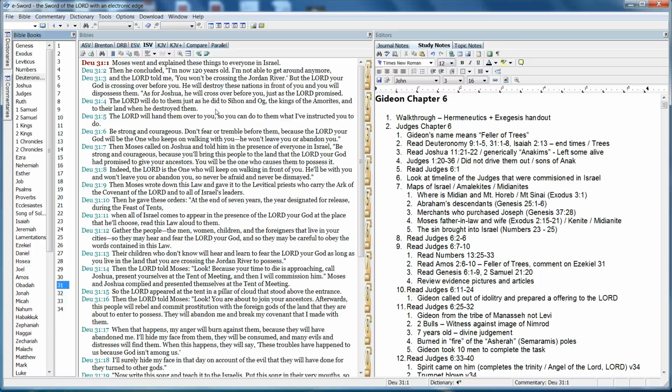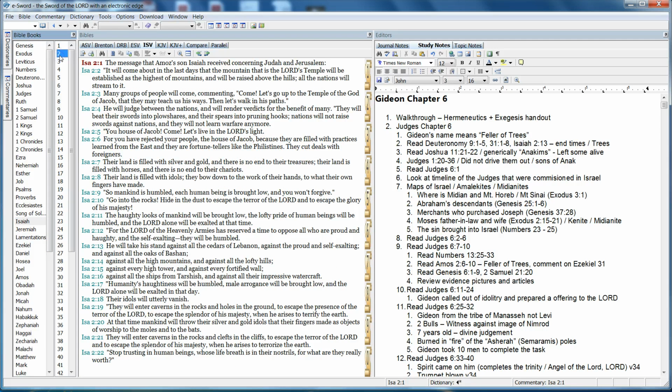So we'll look at one more verse, and I'm going to show you a couple of physical evidence or artifacts to kind of back up what we're seeing. Let's go down to Isaiah 2, and we're just going to look at maybe a few verses here. Let's start with verse 11 and go down to 13.